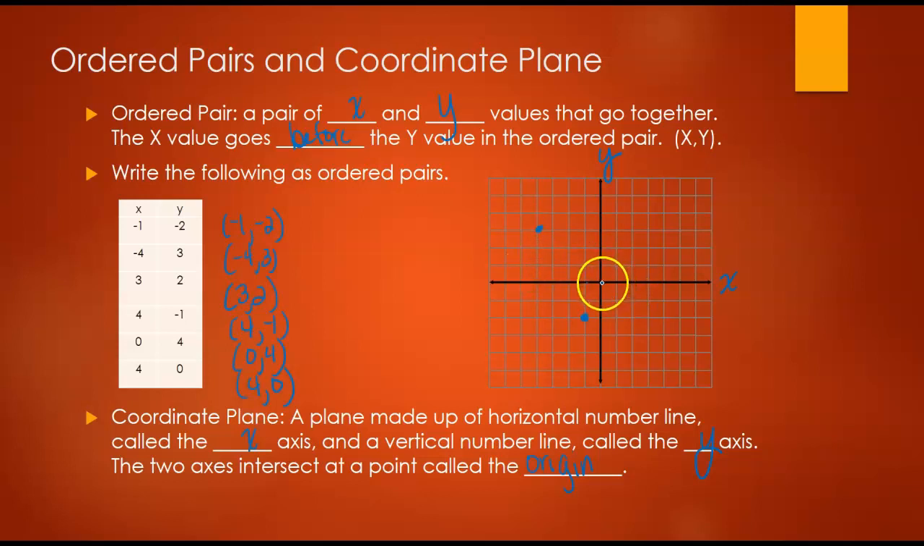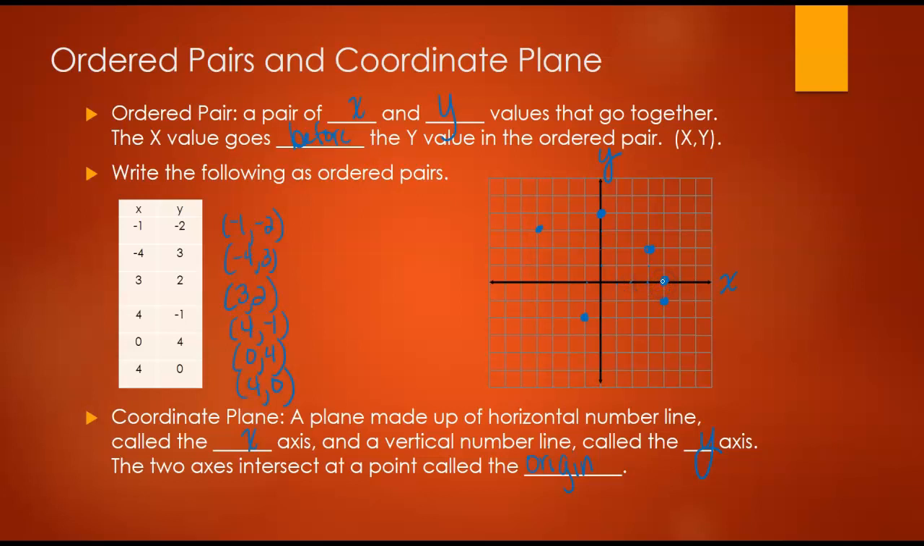3, 2, that's a positive 3, so we go 3 to the right and then up 2. 4, -1, that's a positive 4, so we go 4 to the right and down 1. 0, 4 means to go 0 left and right and up 1, 2, 3, 4. And 4, 0 means to go 4 to the right and up and down 0.